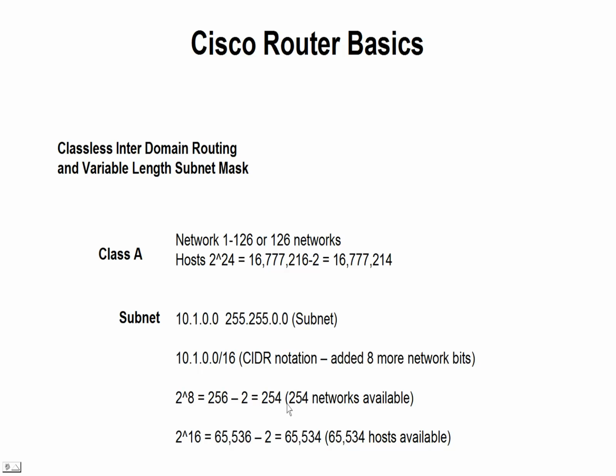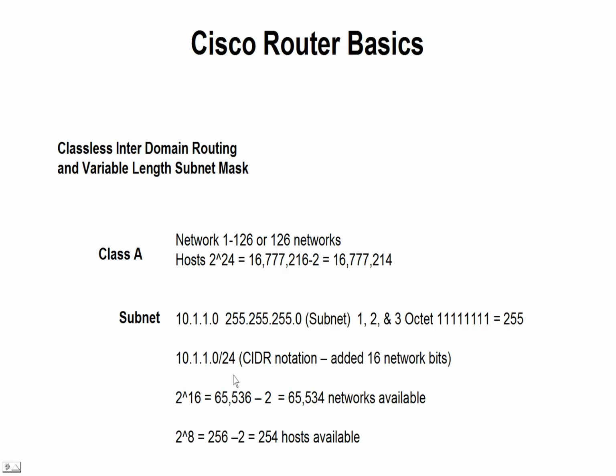Started with 10, and we just added 254. Now we still have 16 bits on the host side, and 2 to the 16th gives us 65,536. Take away 2, you still end up with 65,534 hosts that we can assign IP addresses to. Again, too impractical. 65,000 plus hosts makes that network way too large to be functional or efficient.